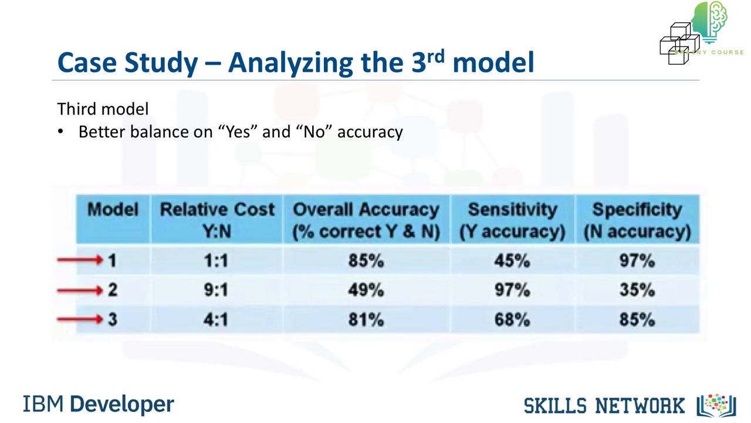This time, 68% accuracy was obtained on only yes, called sensitivity by statisticians, and 85% accuracy on the no, called specificity, with an overall accuracy of 81%. This is the best balance that can be obtained with a rather small training set through adjusting the relative cost of misclassified yes and no outcomes parameter.